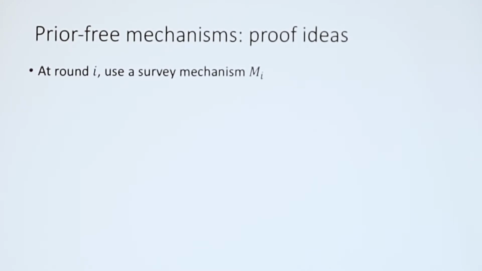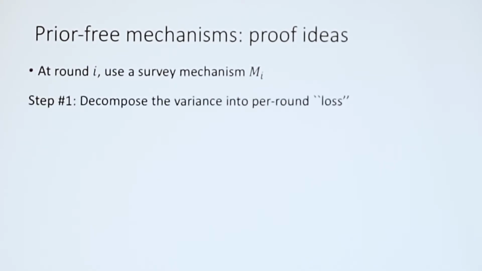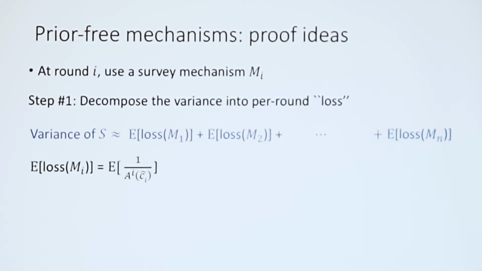So here are the main steps of our proof. We'll first decompose the variance of the estimator into per round loss. The variance of the estimator is roughly equal to the sum of the loss I incurred at each round, and this loss is just the expectation of 1 over the probability that I purchased that data. And then we only need to compare this loss function with the optimal mechanism.